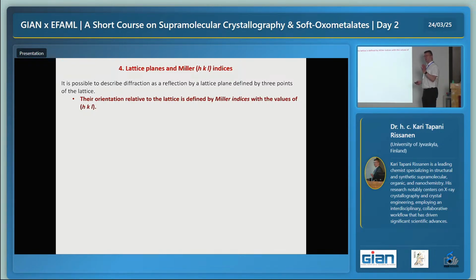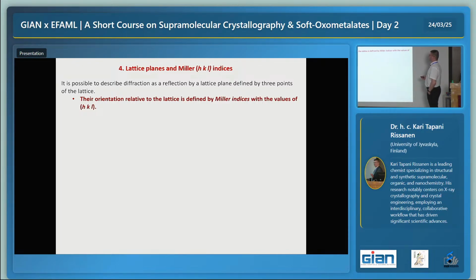Why this is important becomes more evident later on. The point is it's possible to describe diffraction as a reflection. Remember, the phenomenon is diffraction, but what comes out from there is reflection. If we can measure the orientation where the reflection is coming from, we should be able to determine the plane, considering that as an imaginary mirror where the reflection is happening. This mirror is called the HKL, and the Miller index is the general definition.